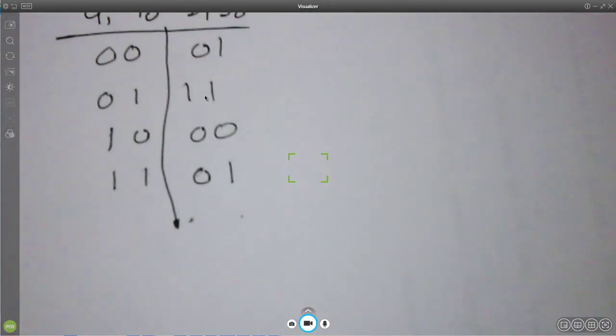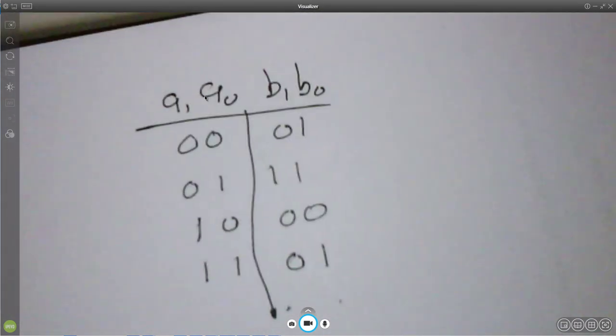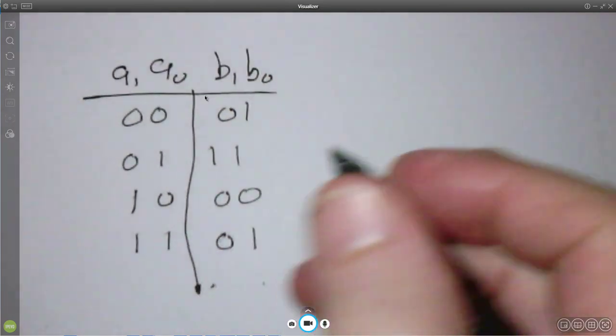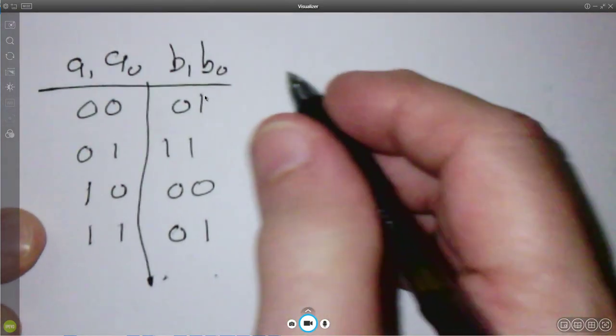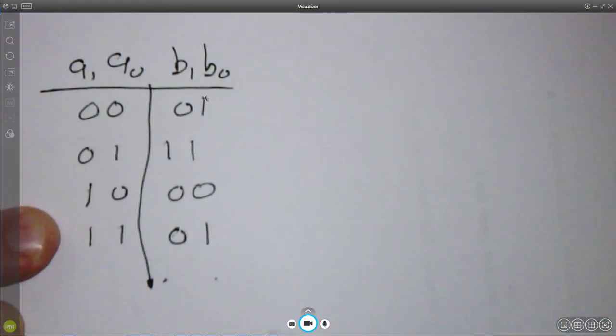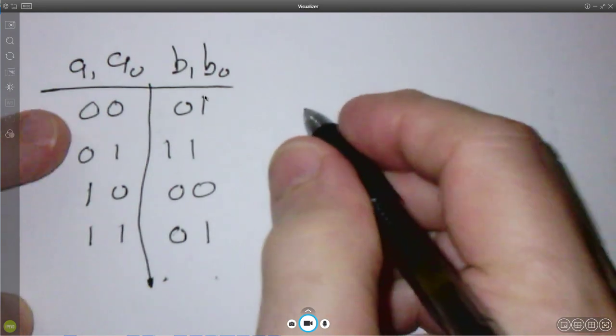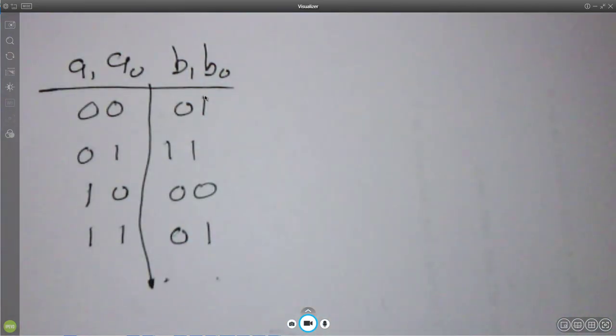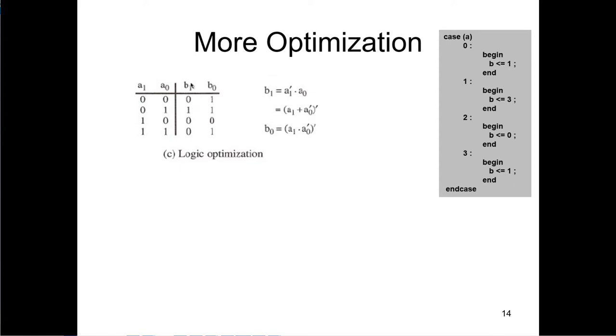Okay, if we switch this out then, we'll just work it here real quick so you can be convinced. So here's our original predicament. If you look at this, for B1 it's only one here. So that's A1 prime A0. Okay, so that's that. Now, what about B0? Well, let's look at that.